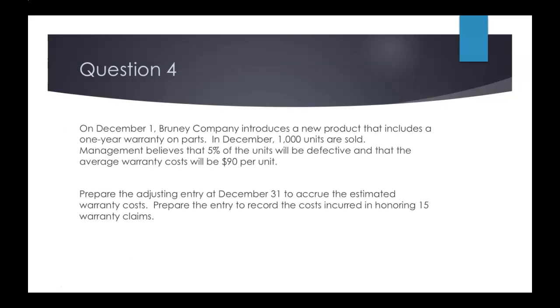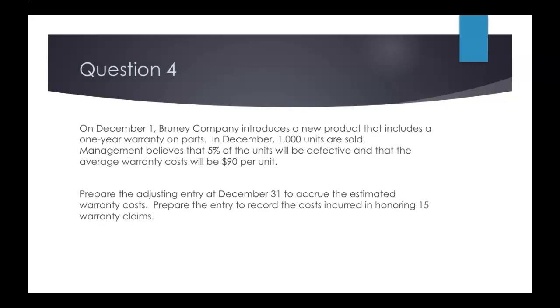Now question number 4. On December 1st, Bruni Company introduces a new product that includes a 1-year warranty on parts. In December, 1,000 units are sold. Management believes that 5% of the units will be defective and that the average warranty costs will be $90 per unit. Prepare the adjusting entry at December 31st to accrue the estimated warranty costs, and then prepare the entry to record the costs incurred in honoring 15 warranty claims.